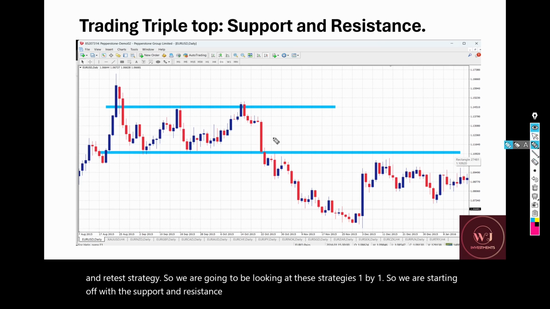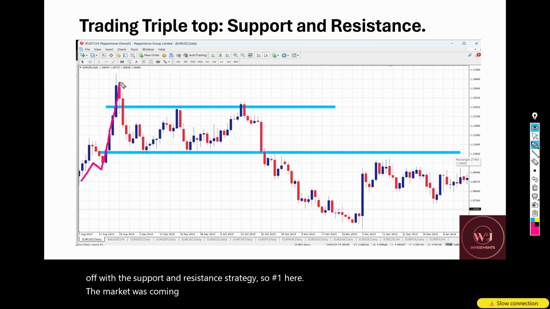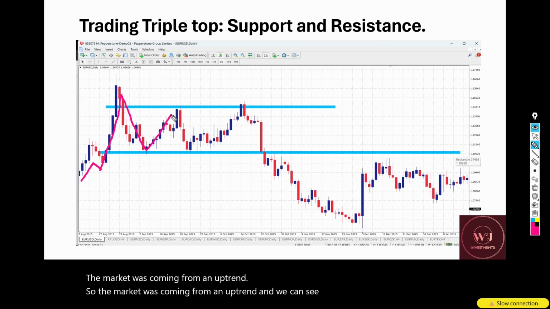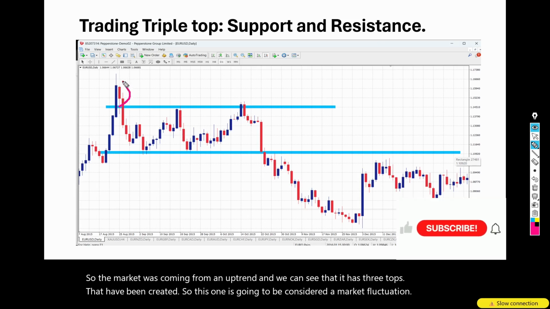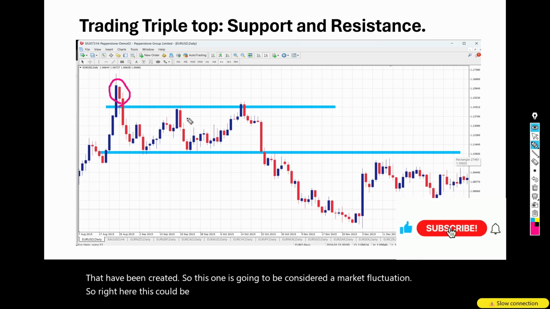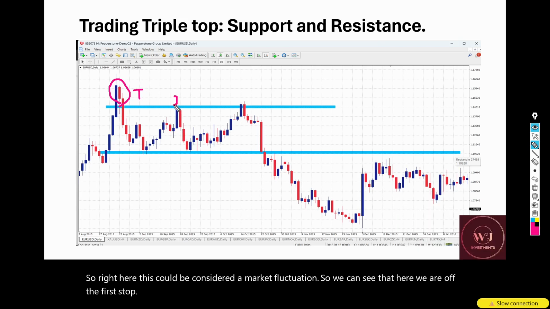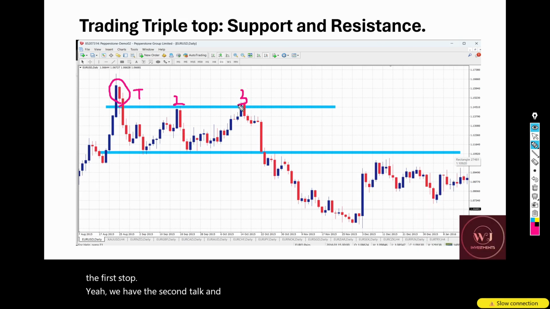So number one, here the market was coming from an uptrend. Okay, so here the market was coming from an uptrend, and we can see that it has 3 tops that have been created. So this one is going to be considered a market fluctuation. So right here, this could be considered a market fluctuation. So we can see that here we have the first top, here we have the second top, and then here we have the third top.